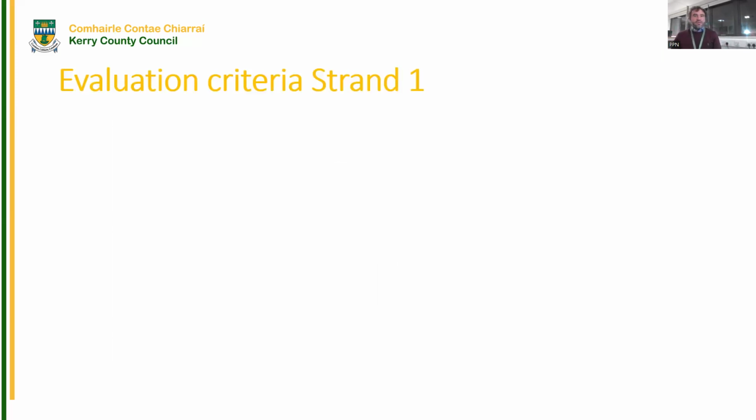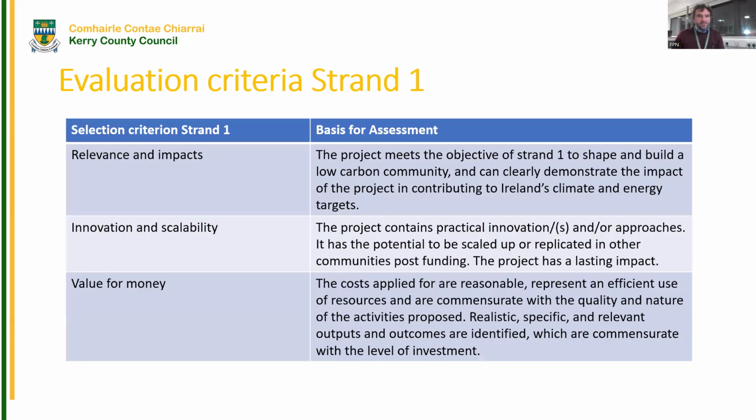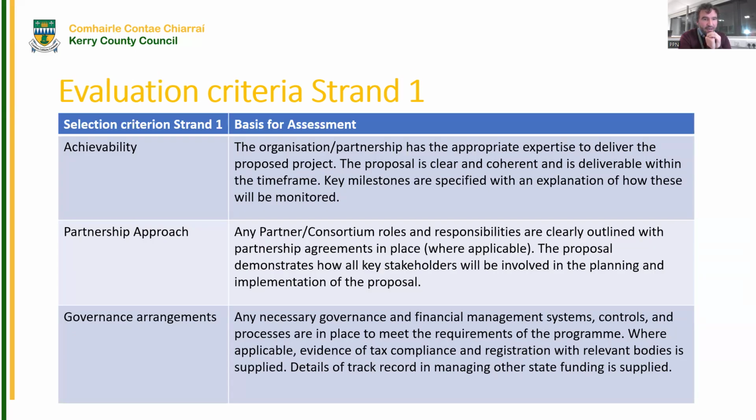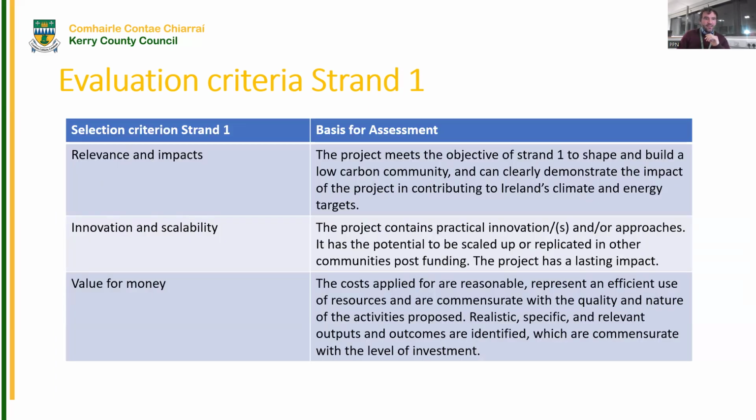So just to briefly talk about the evaluation side of it. There are 6 sections of the evaluation: relevance and impact, innovation, scalability, value for money, achievability, partnership, and governance agreement. So these are all the ones being covered. When you come to relevance and impact, the basis for assessment is that the project meets the objective of strand 1, to shape and build a low carbon community, and can clearly demonstrate the impact of the project in contributing to Ireland's climate and energy targets.